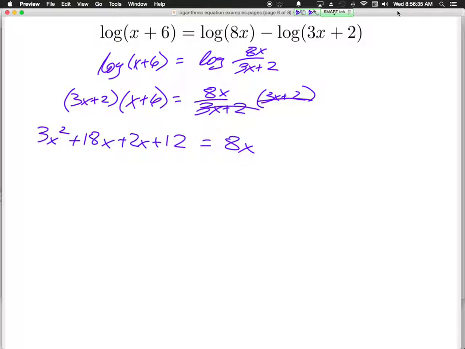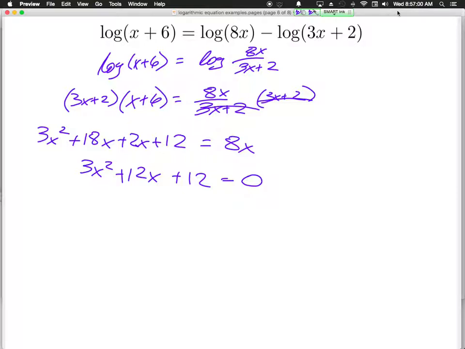18x plus 2x plus 12. Get everything on the same side and put my like terms together. So if I do that, I've got 20x minus 8. That gives me 3x squared minus 12x plus 12 equals 0. Wouldn't it be plus 12x? Plus 12x? Yep.